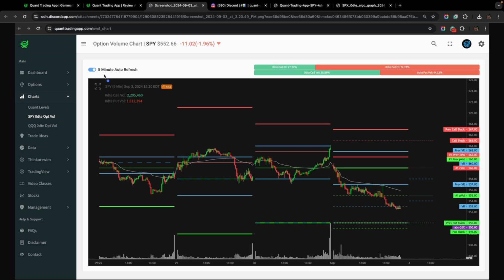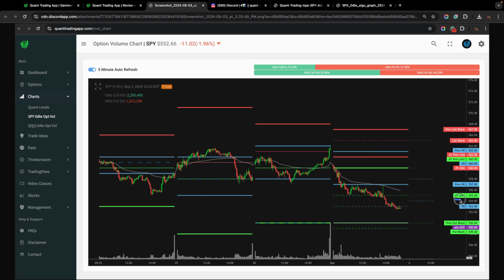This also auto refreshes every 5 minutes within QTA. It takes important levels and strikes from the options chain and plots it on the SPY chart, and it updates every 5 minutes when there's any changes in calculations. It's also based on the previous day's data, so these solid lines do not change throughout the day. The dashed ones will change throughout the day, as those are based on the current day's information.